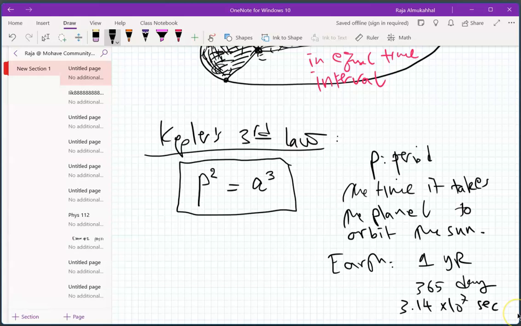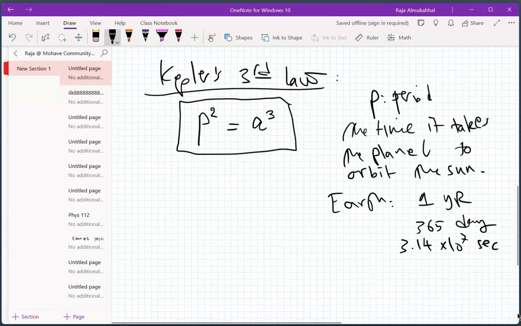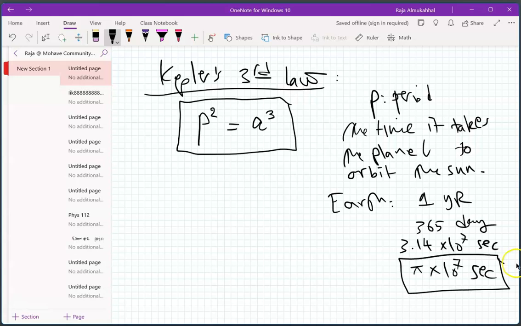I always remember this number. It's easy to remember, by the way. Look at that, 3.14 is pi. So pi times 10 to the 7. It's kind of an easy number to remember. How many seconds in a year on Earth? Approximately. This is not exactly that, but it's a good approximation. Anyway, that's basically what we call the period. So we can write the period in terms of years, in terms of days, in terms of months, 12 months, or in seconds and minutes and whatever.